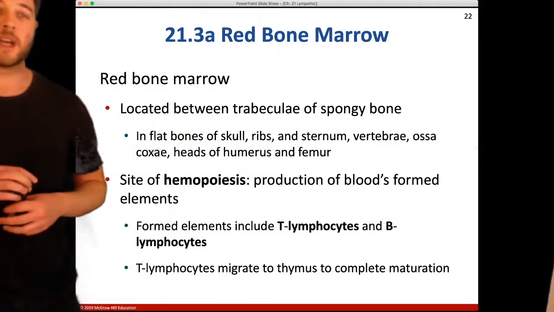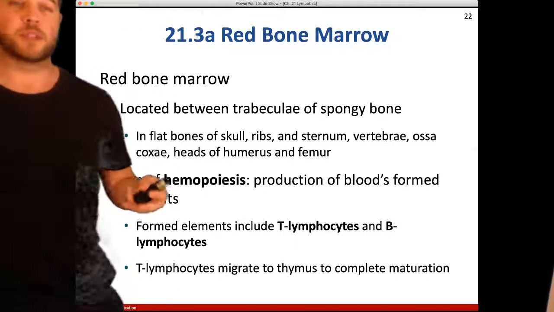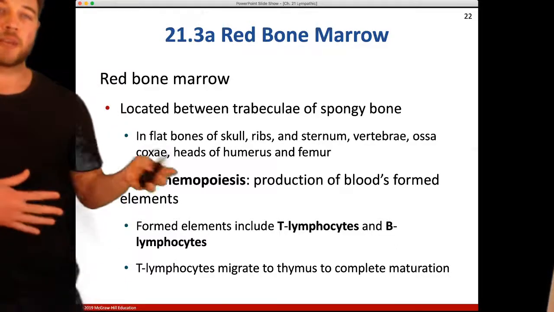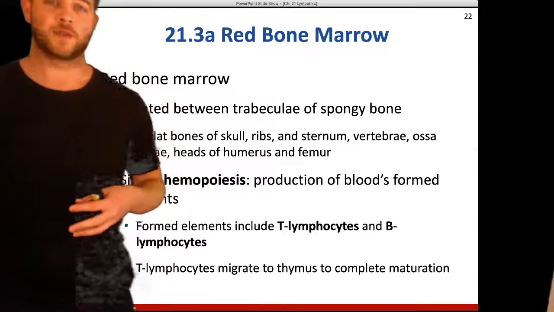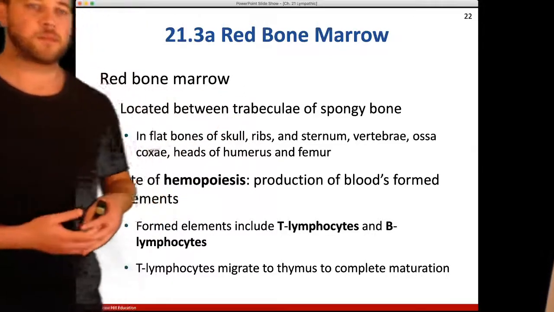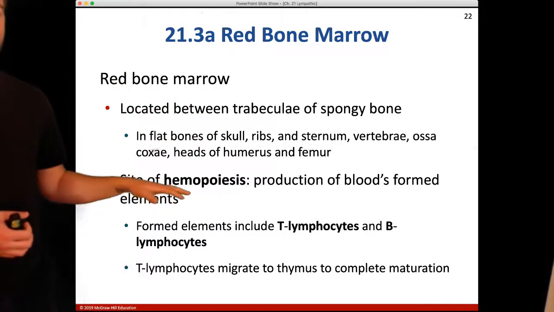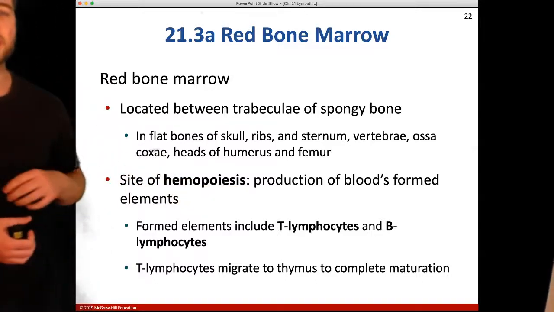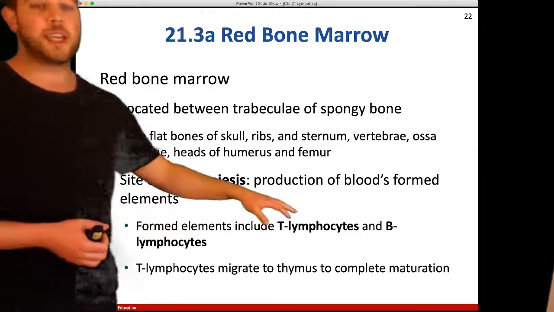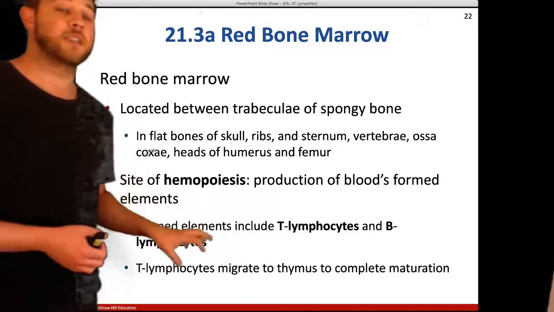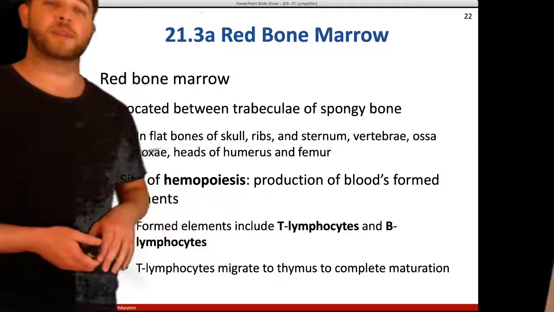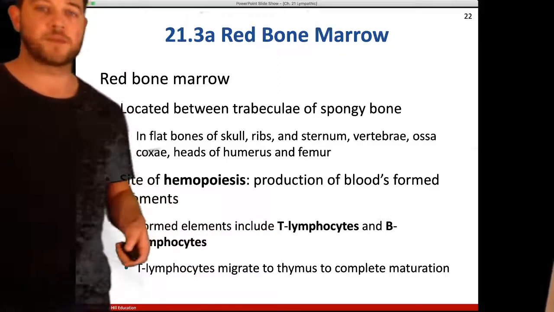That's for adults. When we're children, the red bone marrow is more proliferative throughout our body. As we age, that red bone marrow gets converted to yellow bone marrow, which is also one of the reasons why, as we age, our immune response starts to slow down. Red bone marrow is a site of hemopoiesis, which is the production of the blood's formed elements that include T and B lymphocytes. The T lymphocytes migrate to the thymus to complete maturation. That's why they're called T lymphocytes.